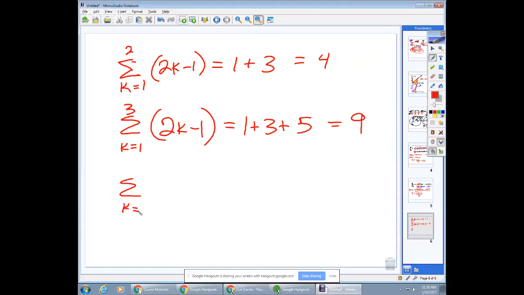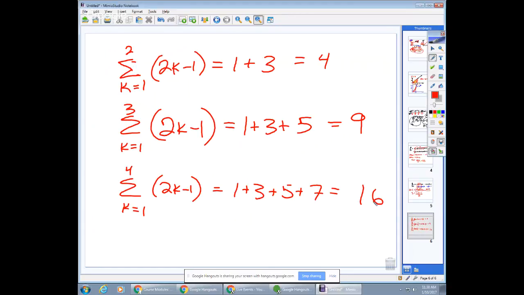Some k from 1 to, ooh, no, let's do something more complicated. No, we'll stick with this one. 1, let's go up to 4. I'm adding odd numbers, 2k minus 1. So that means I'll have 1 plus 3 plus 5 plus 7, which adds up to 16. Is there anything interesting about the numbers I'm getting, my partial sums?